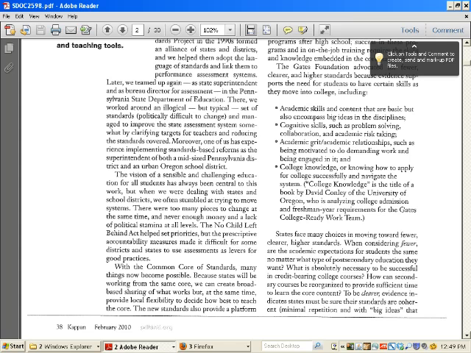And it says, I like this quote right here, there were too many pieces changing at the same time, never enough money, and a lack of political stamina at all levels. The No Child Left Behind Act helped set priorities, but the prescriptive accountability measures made it difficult for some districts and states. So the Common Core standards is kind of a solution to the big idea of how do we fix education.